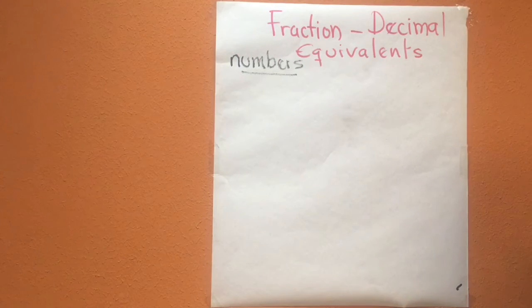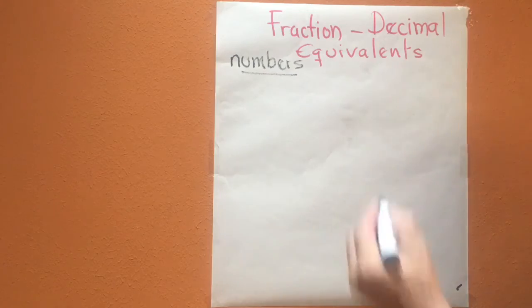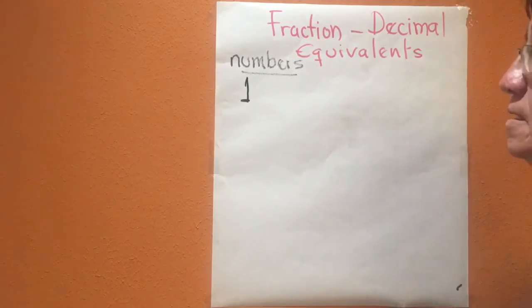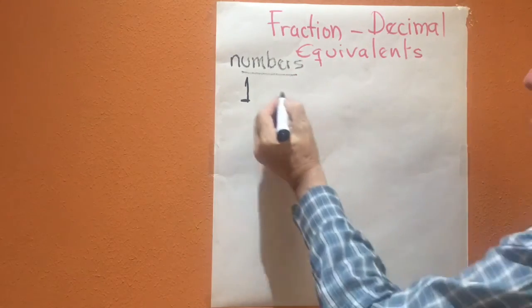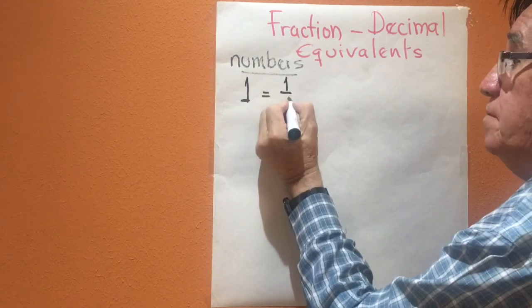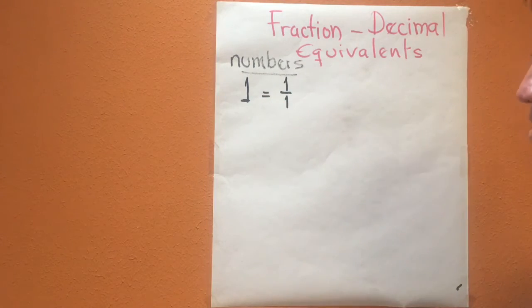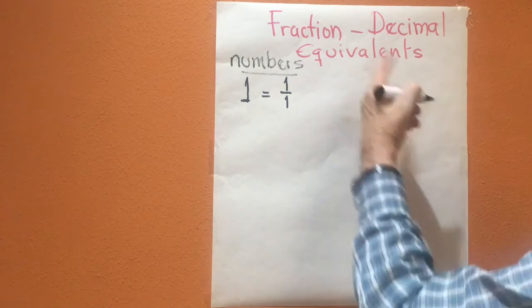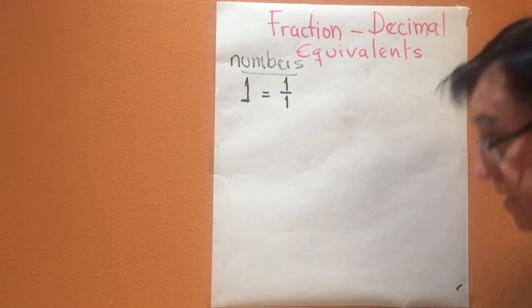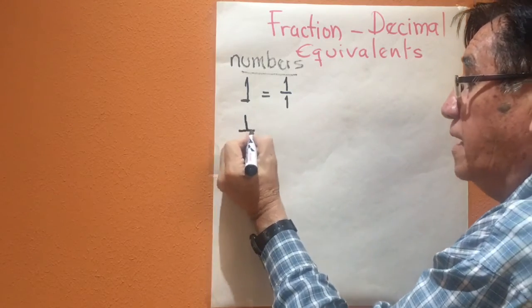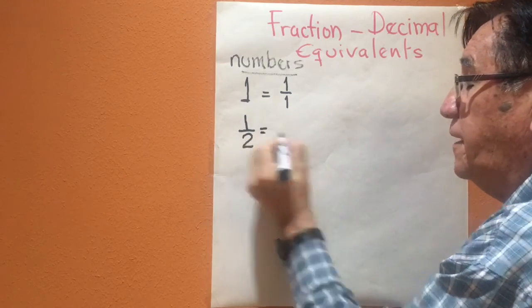Today's lesson is about fractions and decimal equivalents. This is very important. We have to remember that numbers could be like this: 1, that's a whole number, but also it could be a decimal number like this. It means the same, okay? But what happens if we have a fraction? Let's say that this is our fraction, 1/2, okay?